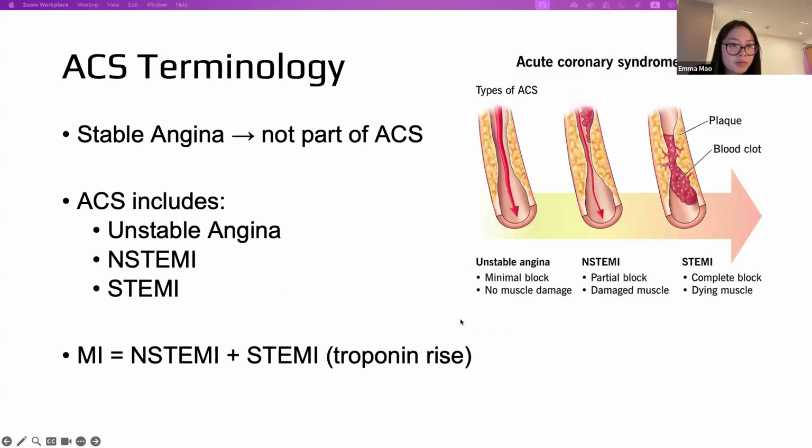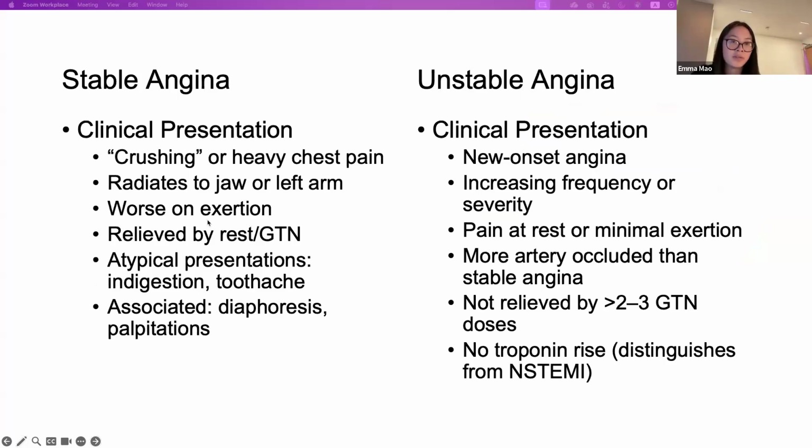And it's not part of acute coronary syndrome because it's associated with exercise and exertion and can be relieved. Whereas unstable angina is a new onset angina with increasing frequency or severity, and there is pain at rest or minimal exertion. So there's no sort of reason for it. It just starts happening, meaning that the artery is more occluded than in stable angina, and it is not relieved by GTN spray.